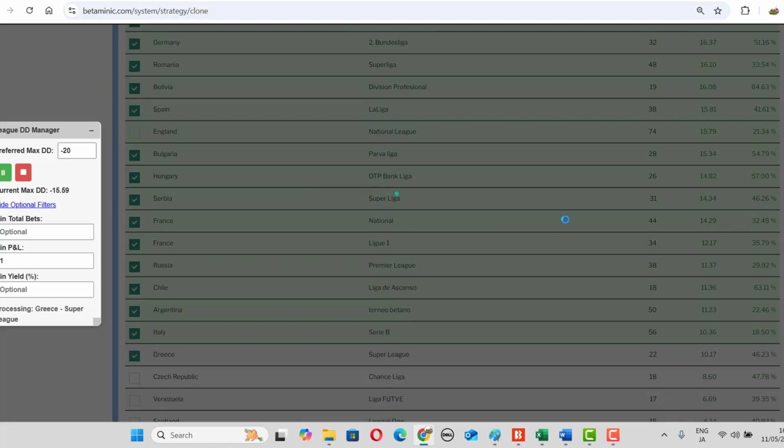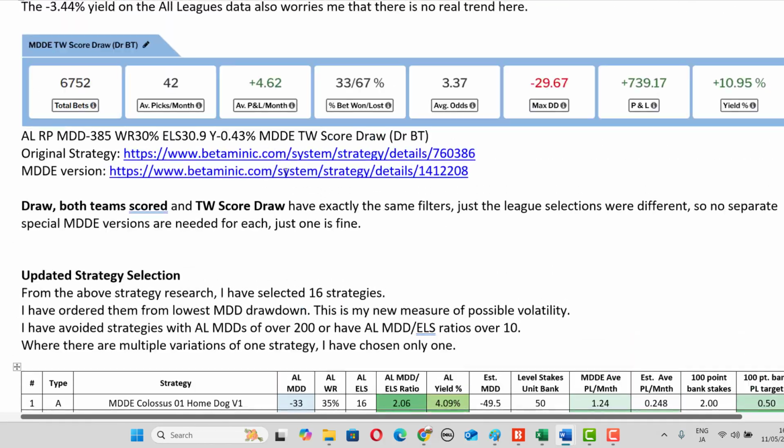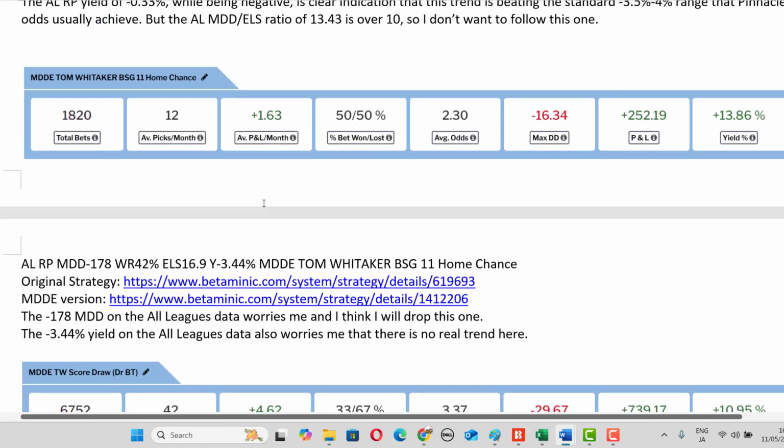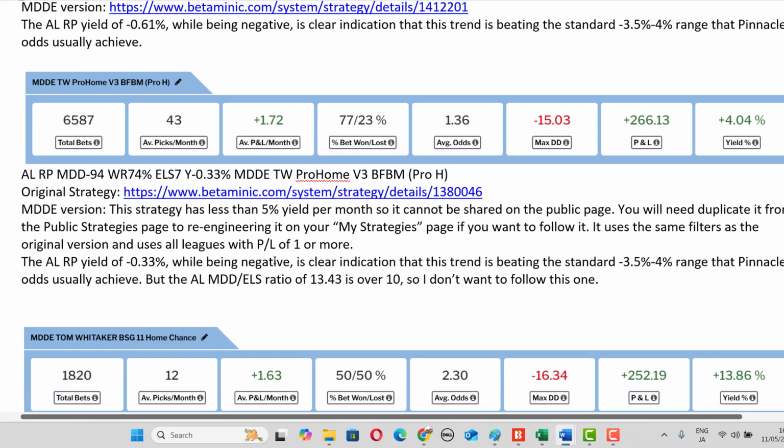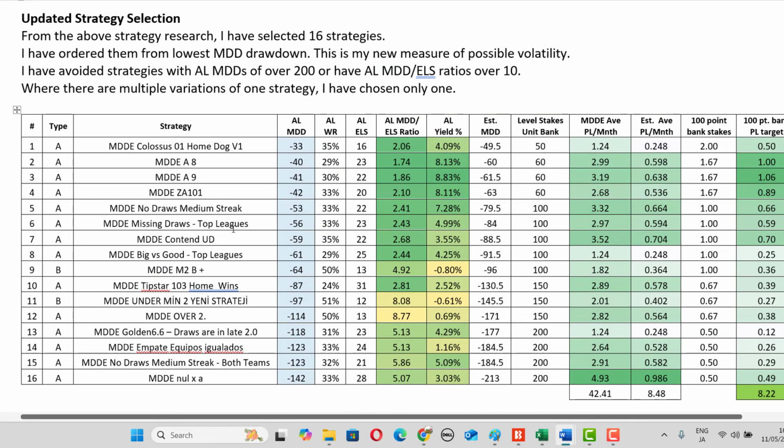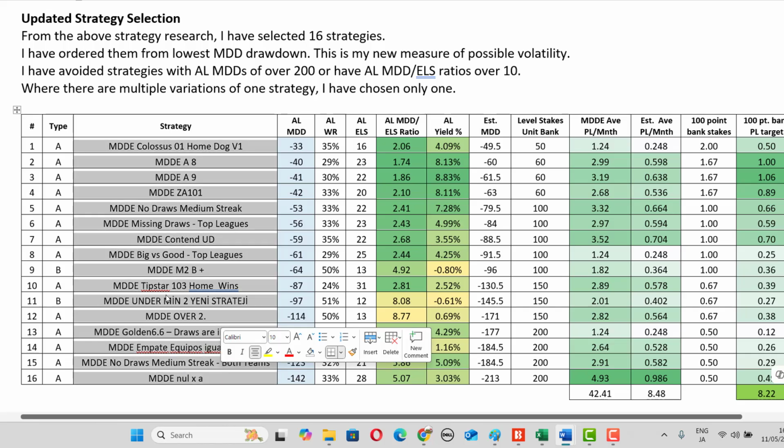Yeah, he's willing to sell it to anyone else if they want to use it. But as I say, where I can, I have made the MDDE version that I'm using, and I've shared it. And where I couldn't share it, then you'll just have to make it yourself. And I've ended up using 16 strategies.